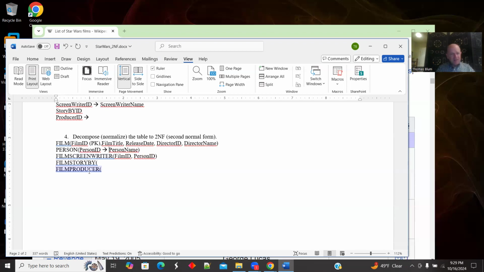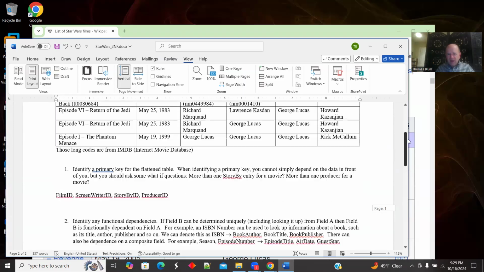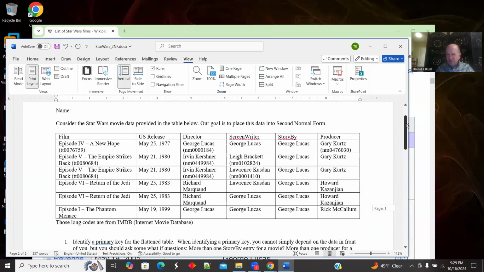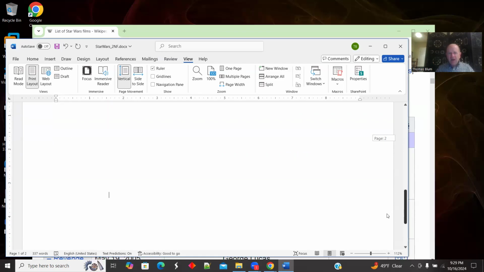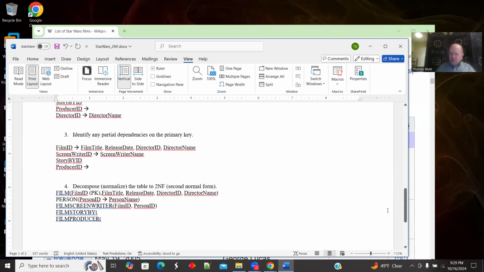So that was it, the second normal form exercise for the Star Wars movies. It had this weird thing in that we had people playing all these different roles in a movie. And especially with George Lucas appearing again and again, that sort of suggested to us not to pull out a director table, a writer table, a story by table, a producer table, but to pull out a person table and just have different roles of relationships between a person and the film.